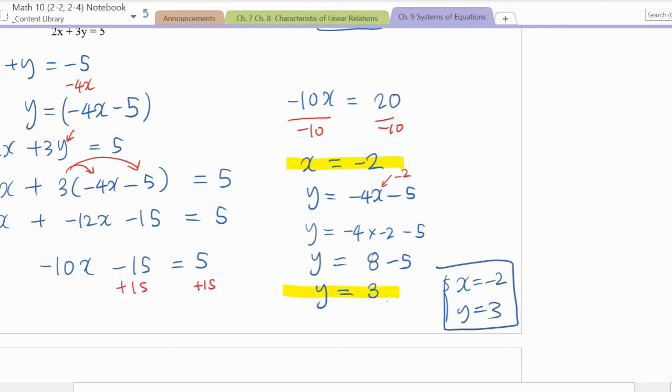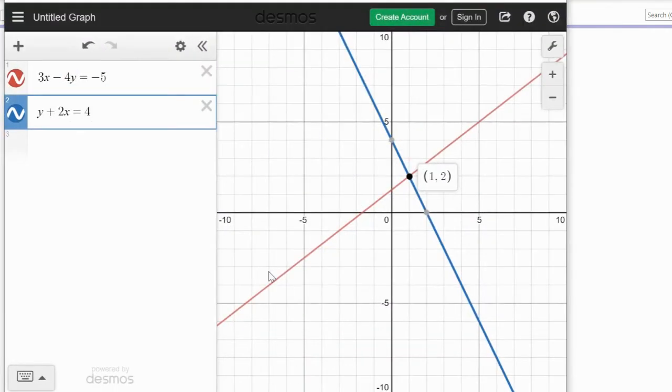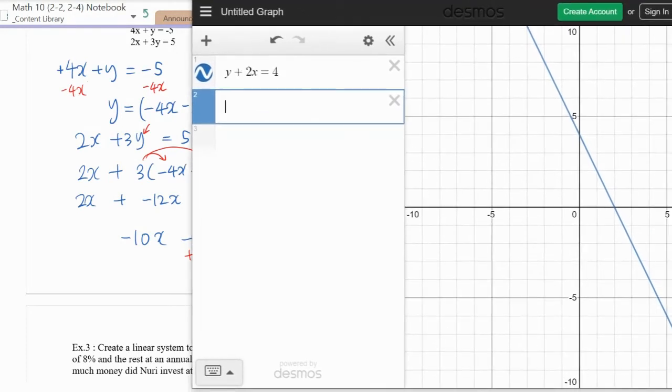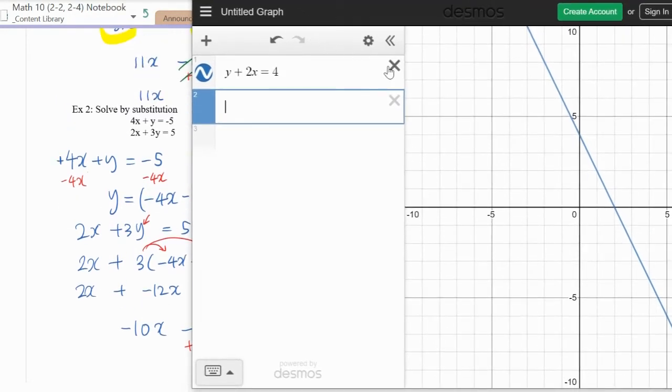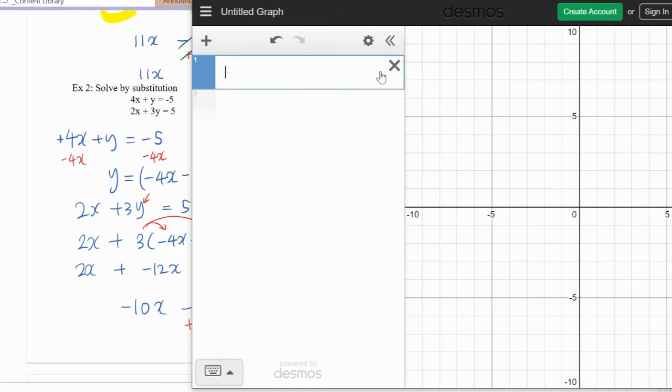Okay? Again, let's check the answer. Let's check the answer using a graphing software, right? So here, let's type 4x plus y equals negative 5.